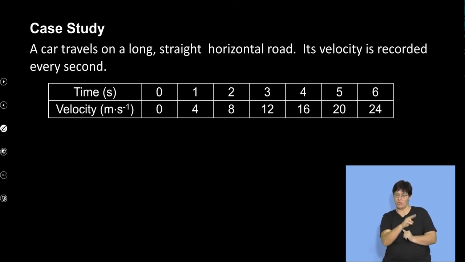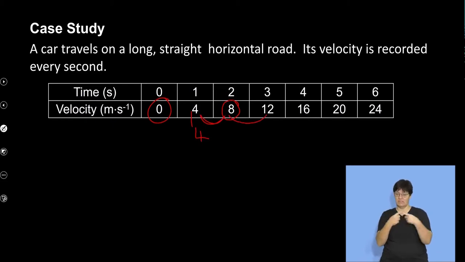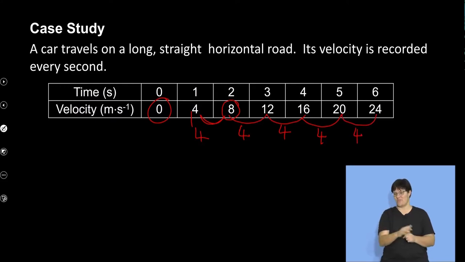As we look at it, the first velocity, okay, that's 0. Then it's at 4 meters per second, and now it goes to 8. The difference between those two numbers is 4, okay? Then it went to 12. The difference between those two is 4. Then it went to 16. That difference is also 4. Then it went to 20. That's 4. Then it went to 24. That's 4. So if you look at it, every second, the velocity was increasing by 4 meters per second.